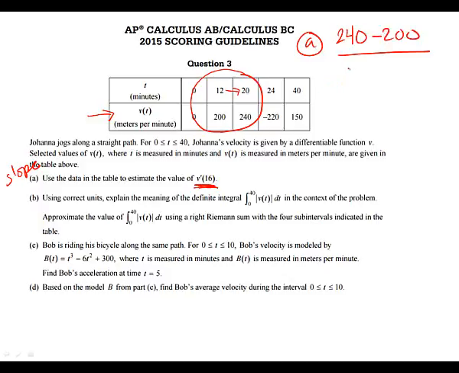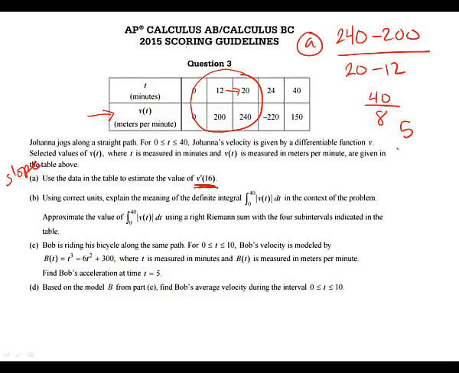And what are your x values? 20 minus 12. And this is question 3 in 2015. This would not be on calculator. Okay? So what's 240 minus 200? 40. And 20 minus 12? 8. So 40 over 8 is 5.